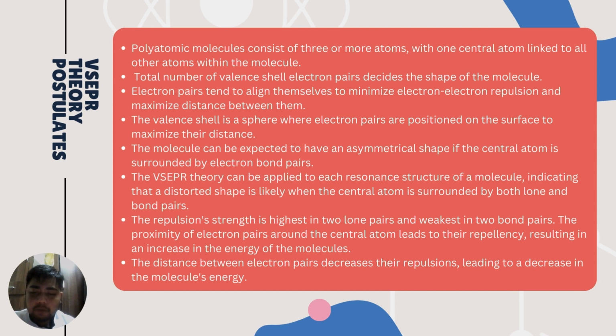The proximity of electron pairs around the central atom leads to their repulsion, resulting in an increase of energy in the molecule. The distance between electron pairs decreases their repulsion, leading to a decrease in the molecular energy.